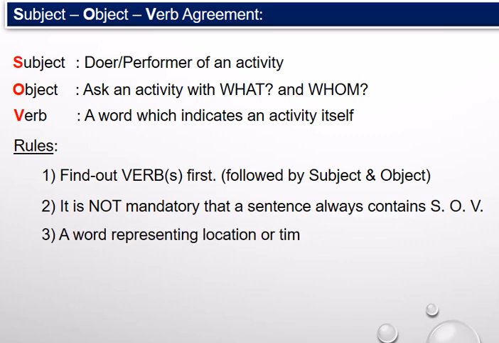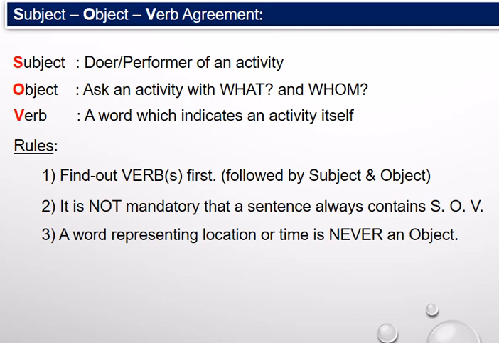And the third rule is really very simple. It says a word that represents an activity itself is a verb, but we cannot define location or time as an object. So that's it. These are the three rules on your screen, guys. You can note them down and you can use them.